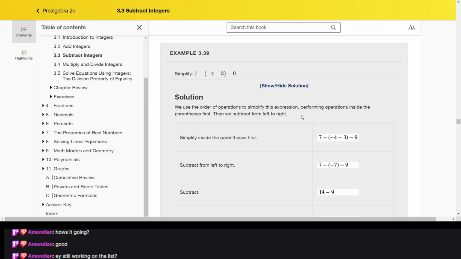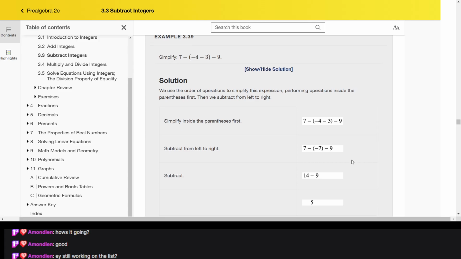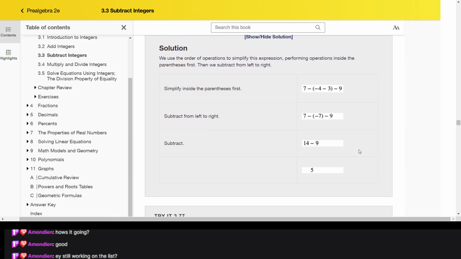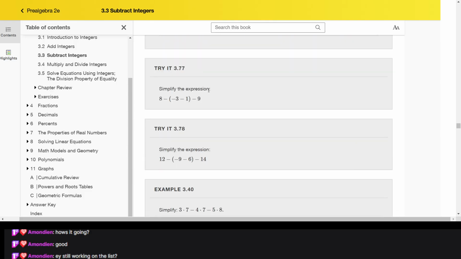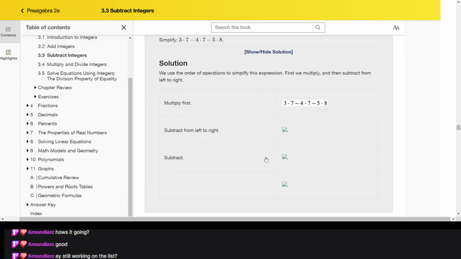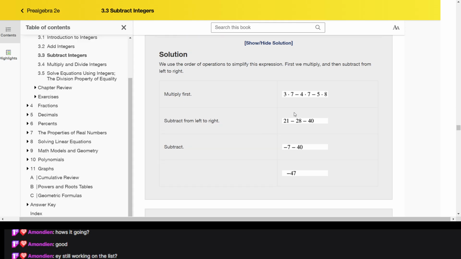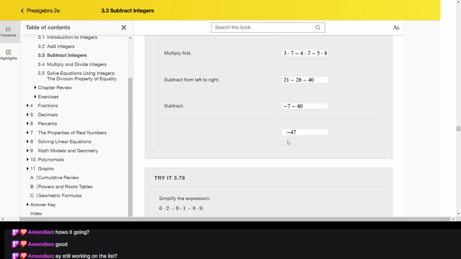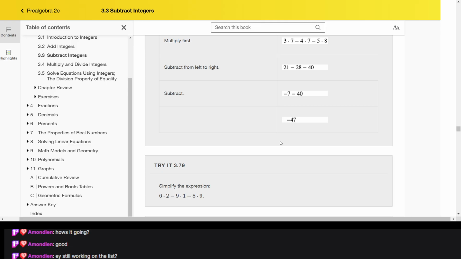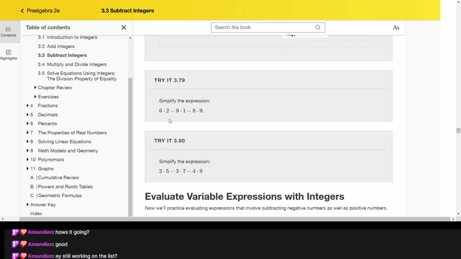This section is kind of long. We use the order of operations to simplify the expression. Perform operations in parentheses first, then left to right. Simplify the expression. Use the order of operations to simplify the expression. Multiply and then subtract from left to right. Simplify the expression.